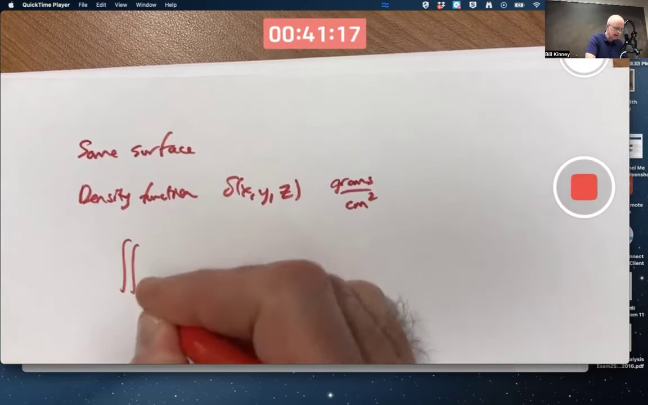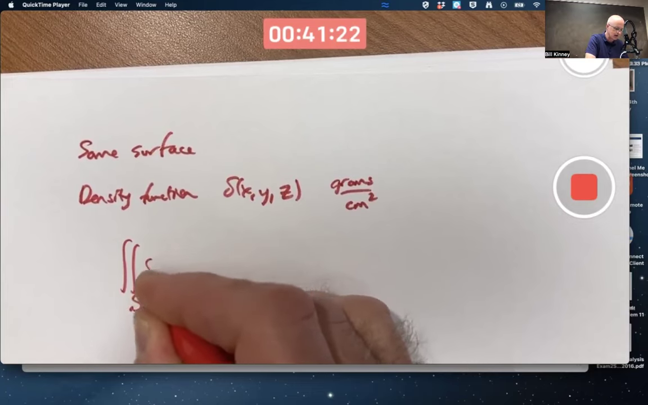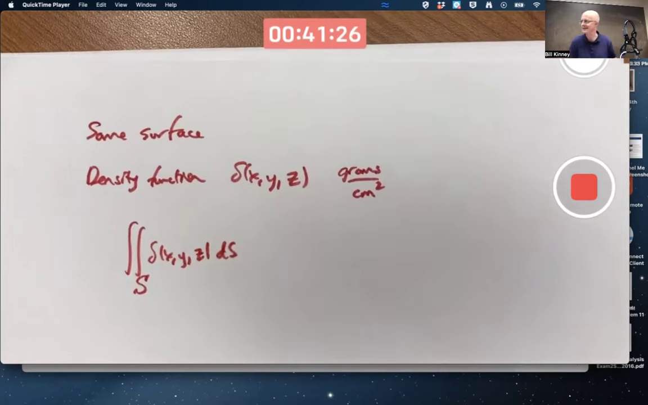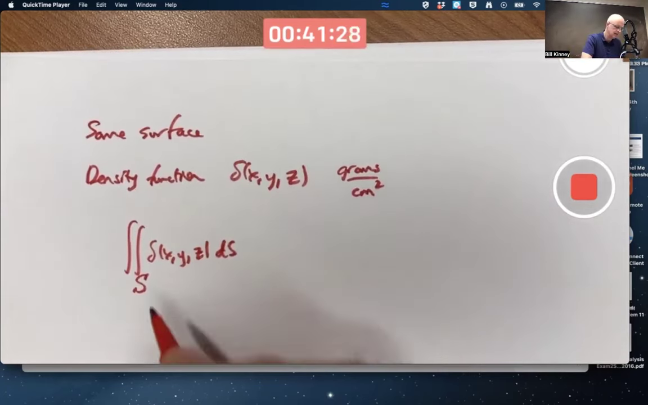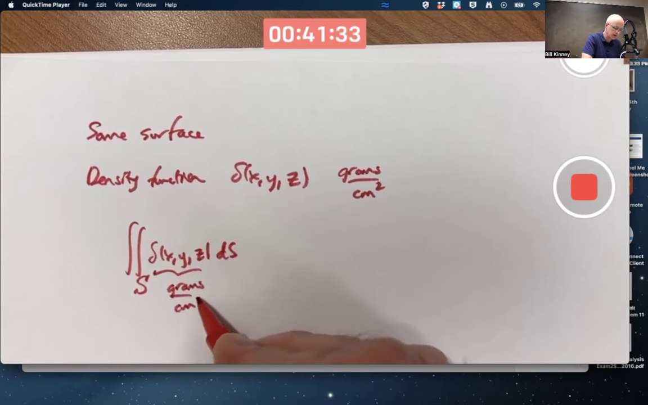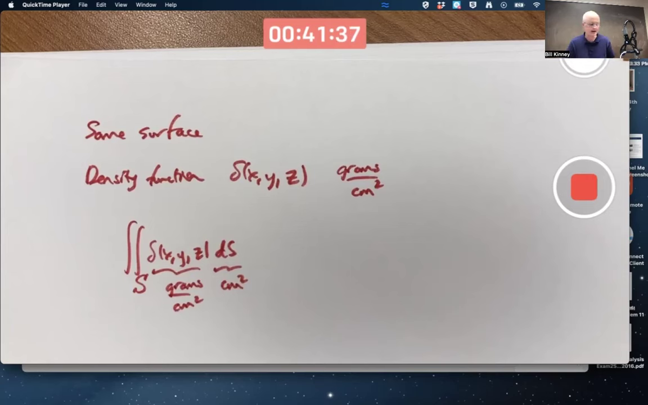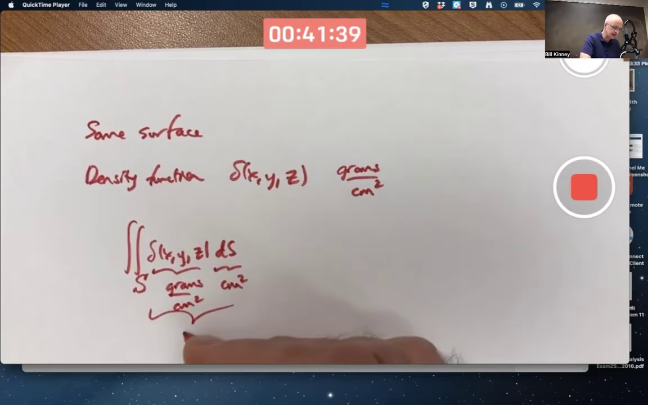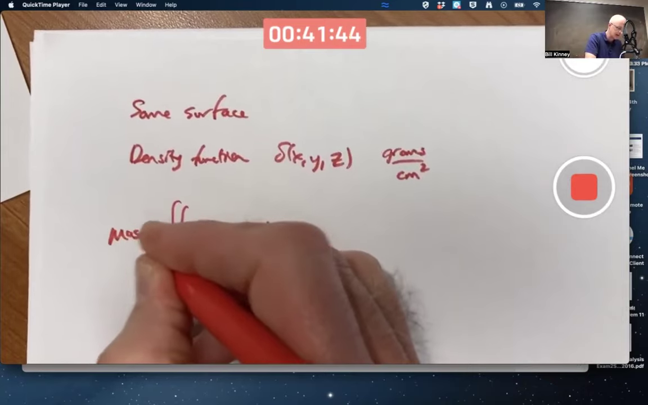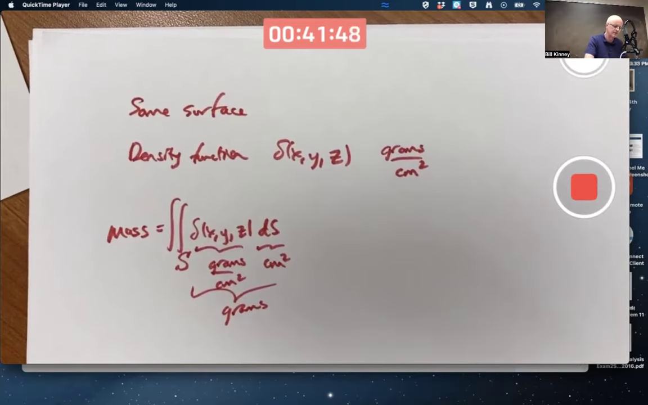Integrating delta over the surface is supposed to give you the mass in this case. This would be in grams per square centimeter. This would be in square centimeters. ds is a small element of surface area, giving you a product in grams. This is going to give you the mass. But how do you actually do the integral?